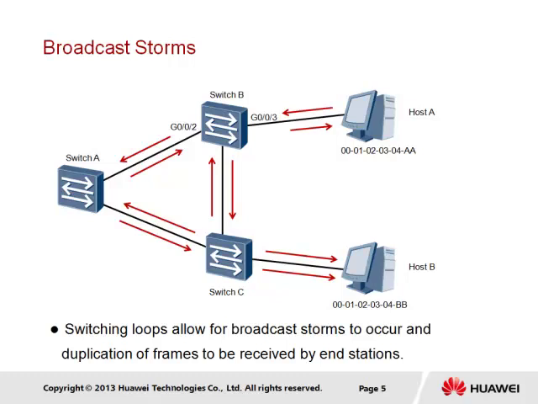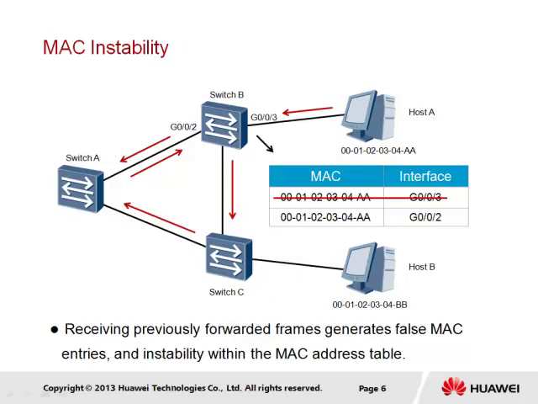This in turn will result in frames being flooded to host A and B as a result of the switching loop occurring in both directions, and in the case of host B, we can see that multiple duplicate frames are flooded to the destination. The other major issue of redundancy in the network is in the inherent MAC instability that occurs within the MAC address table.